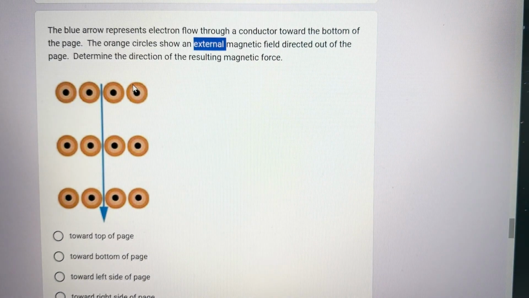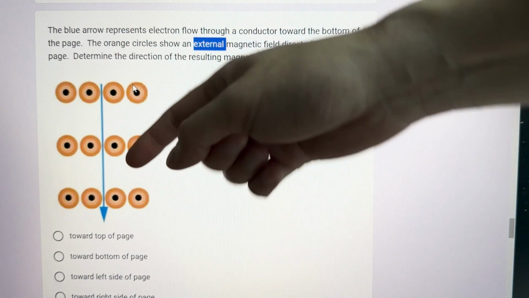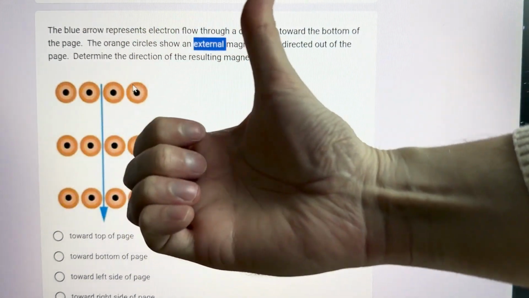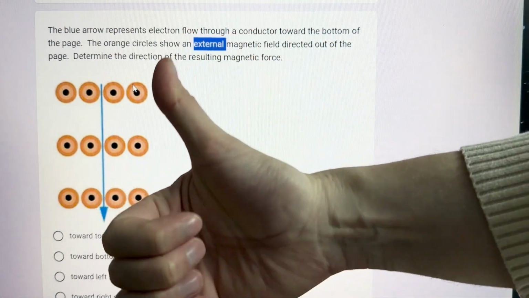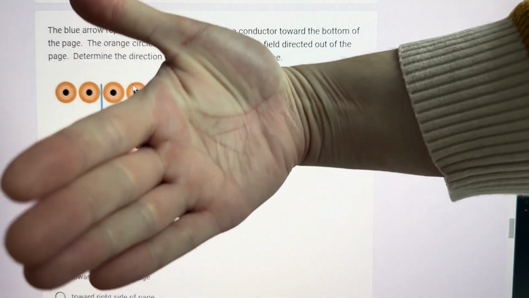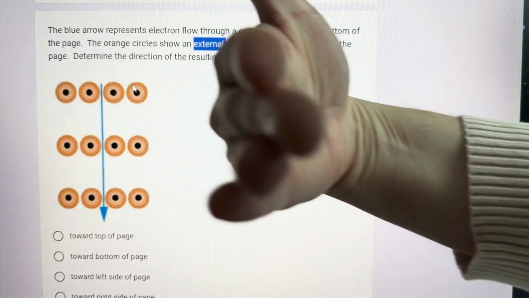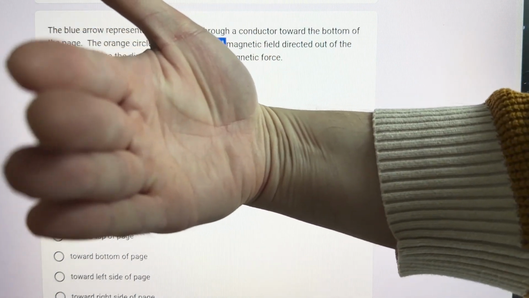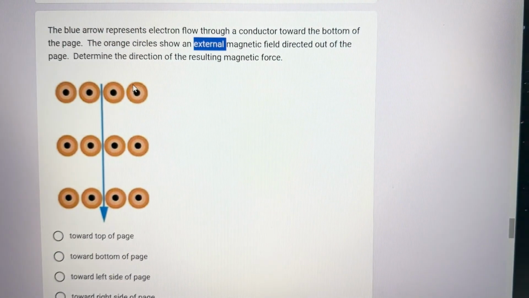Okay, we can always double check by using the right hand and thinking about what a positive would do in this situation. Well, if negatives are flowing down towards the bottom of the page, we know that positives would do the opposite. So let's just quickly double check. Take my right thumb, point it towards the top of the page, fingers towards us because that's still the direction of the magnetic field. And sure enough, they would feel a force towards the right side of the page. So the wire in either case would be pushed to the right side of the page.